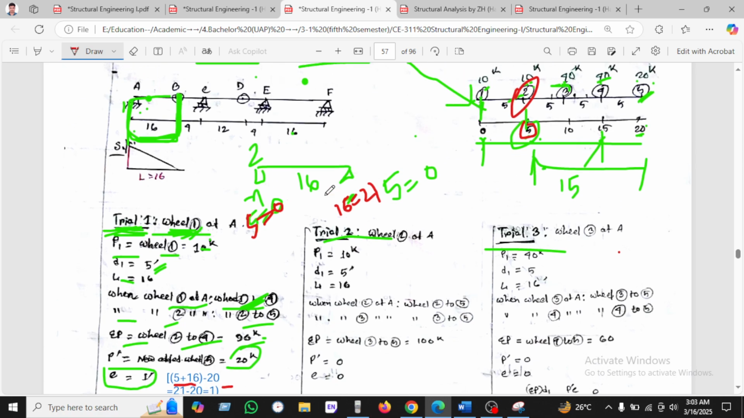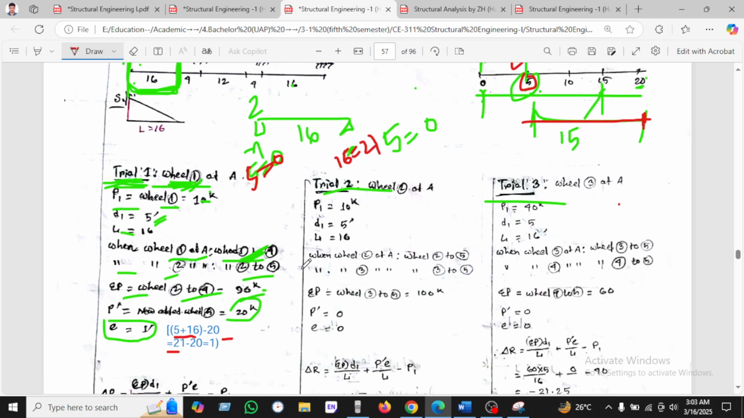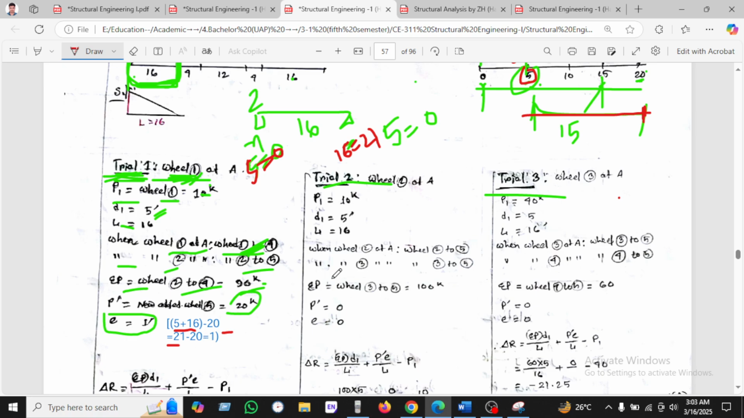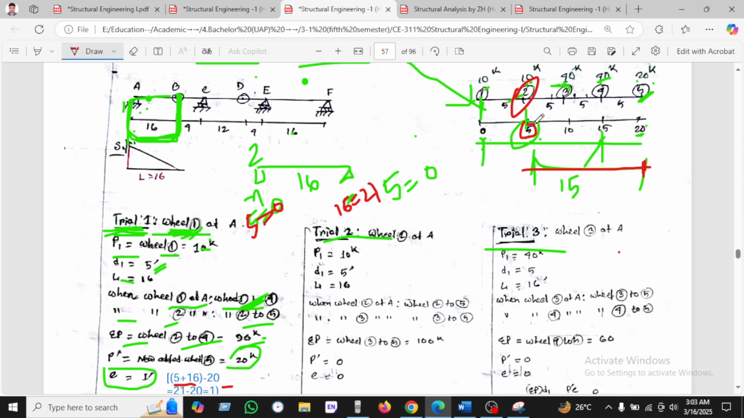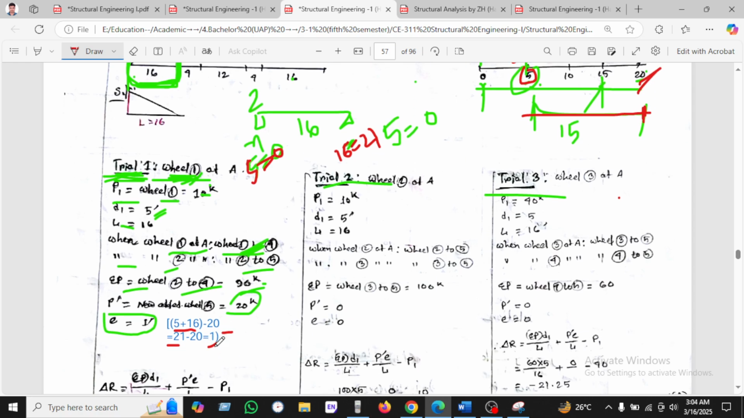And with the total length, we have known the 20, as we have found. So 20 minus 21, so 20, as we have been putting this value, so 20 minus 21 minus 20, that will be 1. So this is the value of E.